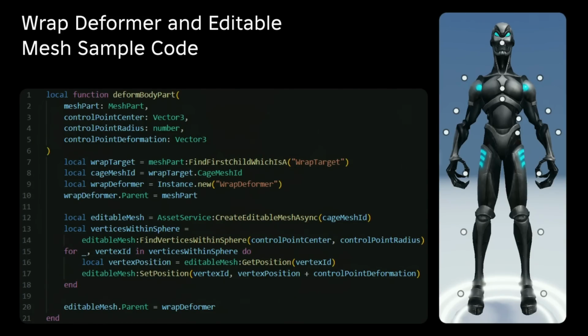So within this editable mesh, we can call a function that is find vertices within sphere. We pass in a control point center and a radius. This forms a sphere, and within this sphere, we have access to all the different individual vertices. We can then call a function called set position on each individual vertex, which changes the position of these vertices on the cage. That's it, we are done. And then based on this deformation that happens on the cage, the underlying mesh would automatically adjust.